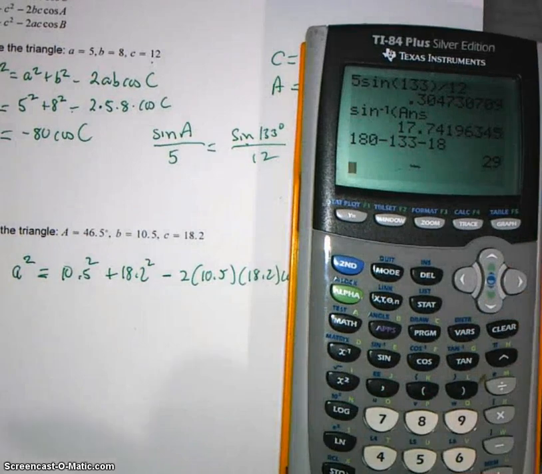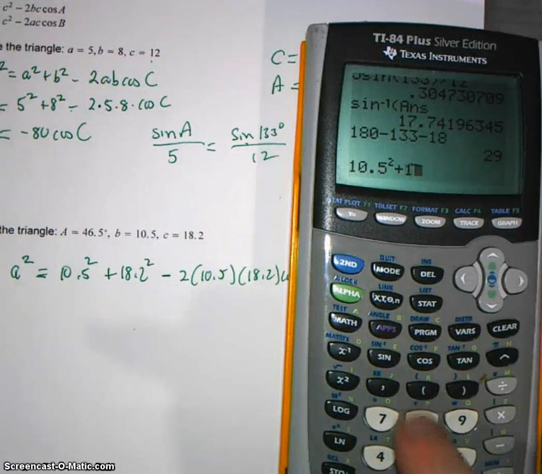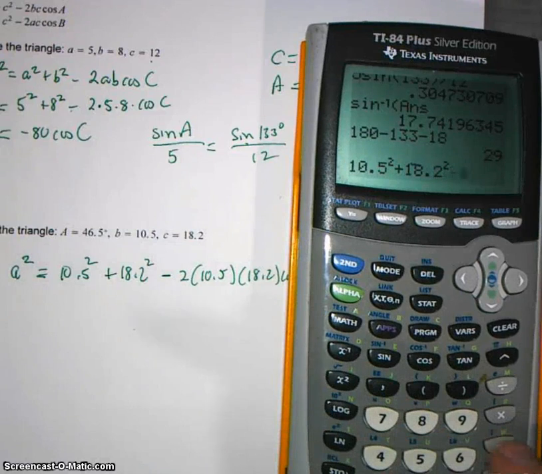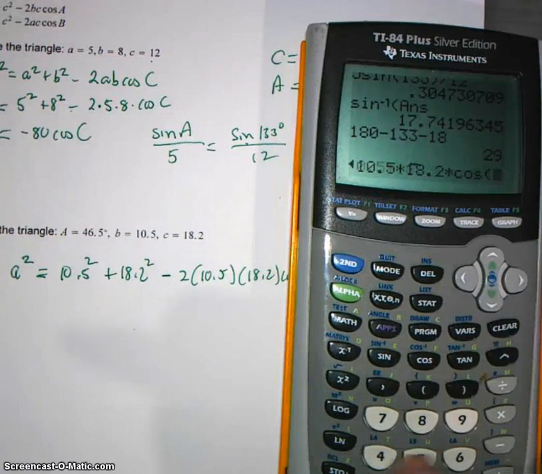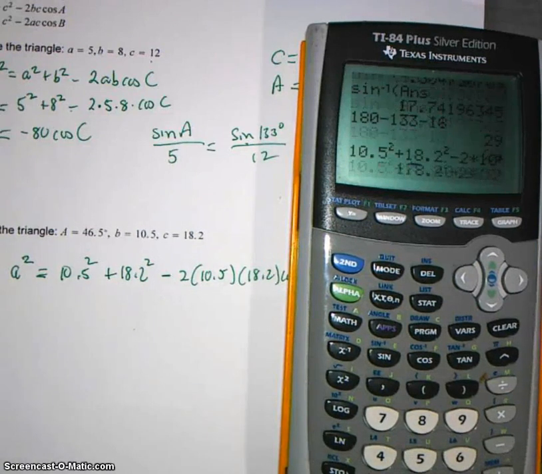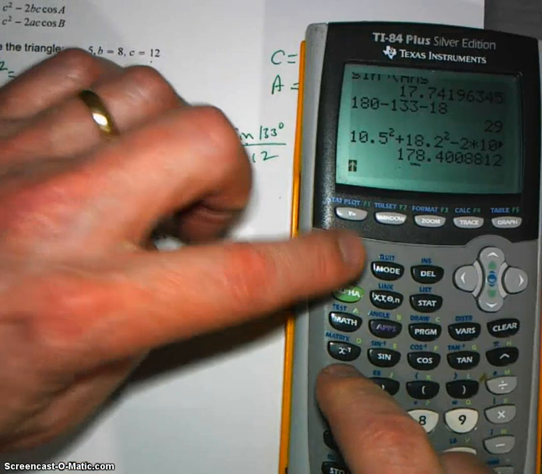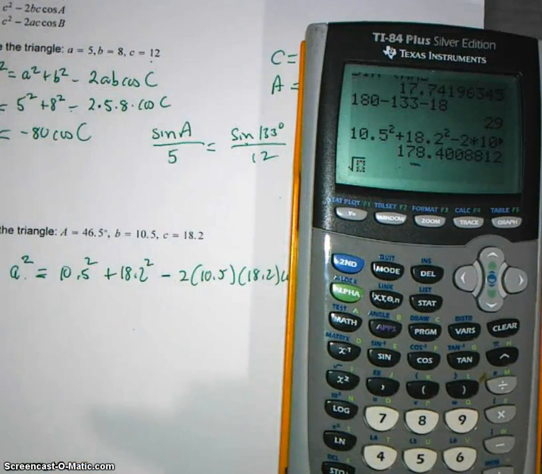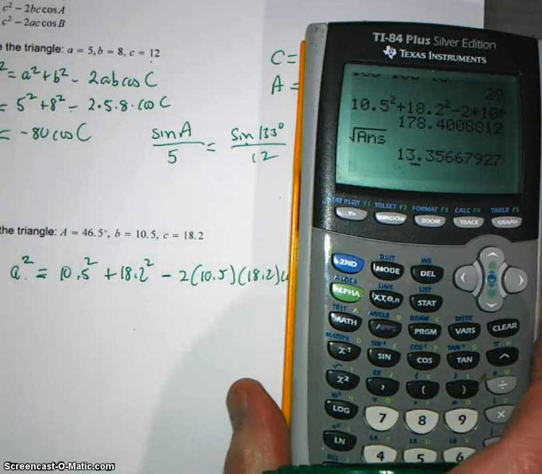Slide this in so you can see my calculator here. 10.5 squared plus 18.2 squared minus 2 times 10.5 times 18.2 times cosine of 46.5 degrees. That's a squared, so I take the square root. So A is, we're going to call that 13.4.